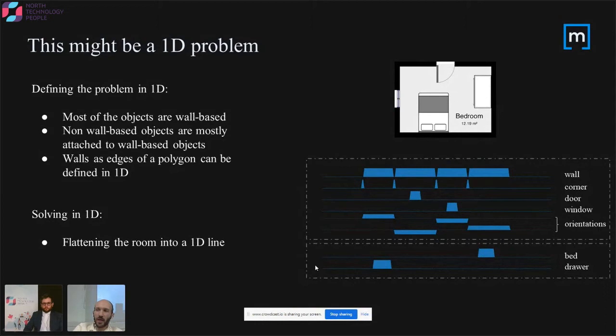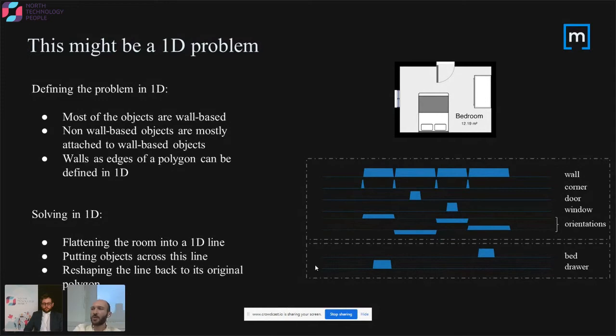It's easy. Flattening the room into a 1D line, putting objects across this line, and reshaping the line back to its original polygon. Let's explain on this figure. For example, assume I start from here. I have multiple 1D signals that I'm going to populate. I move from here, I have balls. I'm starting from here, I have balls, and then I see a bed.